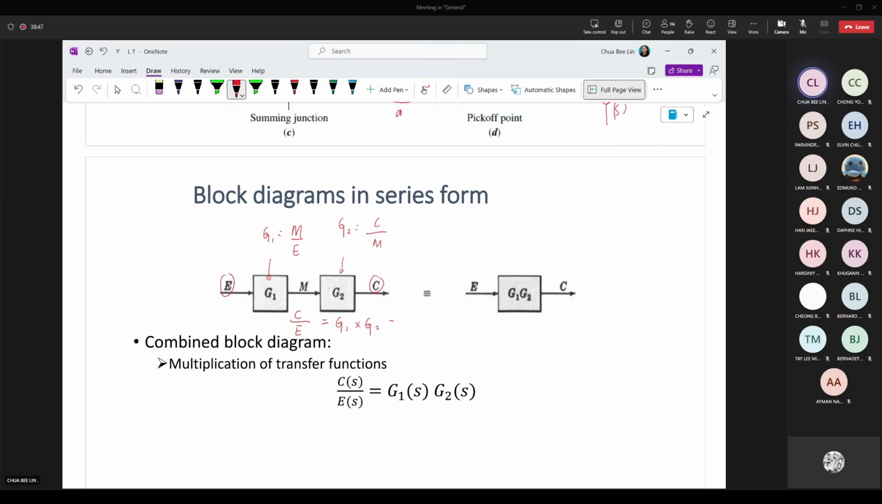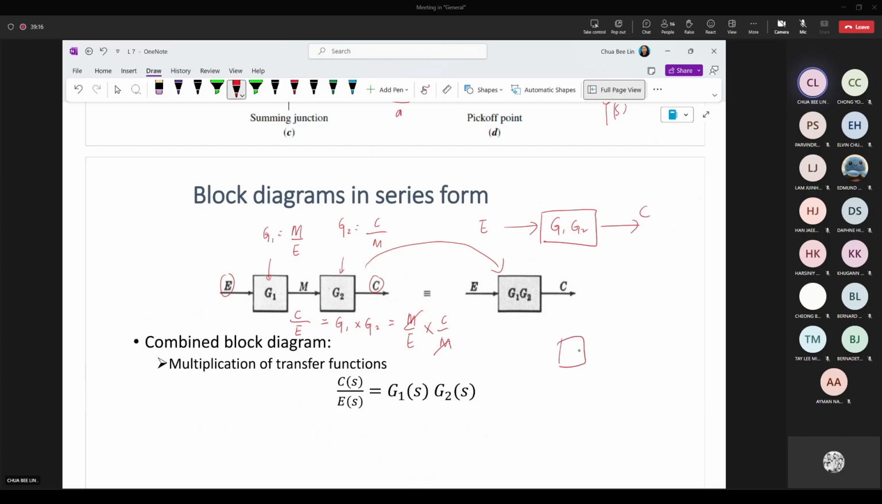So what is your G1? Your G1 is M over E multiplied with C over M. So this one will give you this answer. So from here, you will get back C over E. So when you have the series, it means you can multiply them together to simplify them into this form. So meaning that you'll be having this one combined together, G1, G2, the one going in will be E, the one going out will be C.